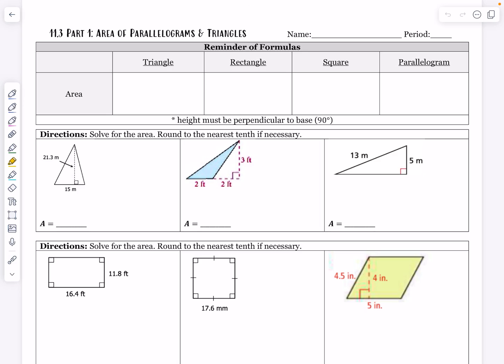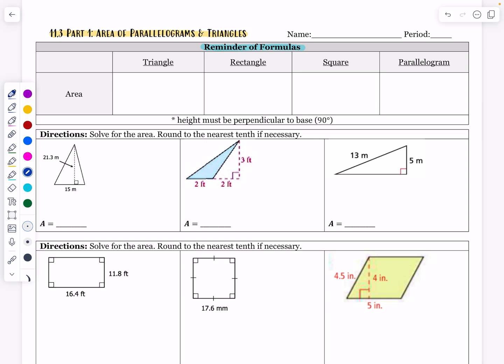Hello everyone, and welcome to our 11.3 Part 1 notes on area of parallelograms and triangles. So the first thing I'm going to do is just remind you of some of these formulas. You've seen many of these formulas in middle school, and today we're just going to put them all together. So we're looking for the area, and we're going to be looking at 2D shapes.